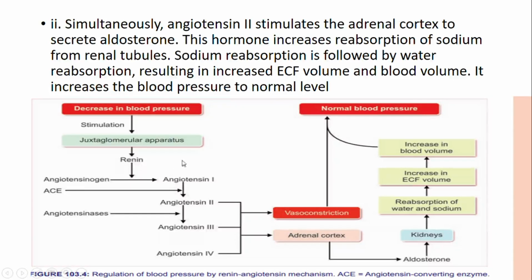So, when there is a decrease in blood pressure, the juxtaglomerular apparatus will be producing renin. So, angiotensin 1 is converted to 2, and so there will be vasoconstriction. When there is an increase in blood pressure, by increase in blood volume, the kidneys will be excreting more water and salt. Thus, by regulating, the blood pressure decreases.